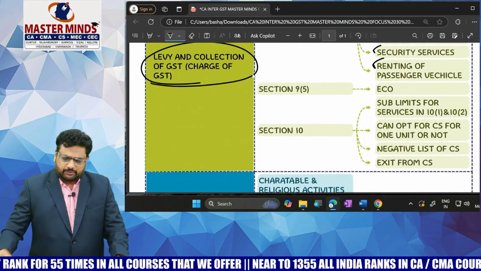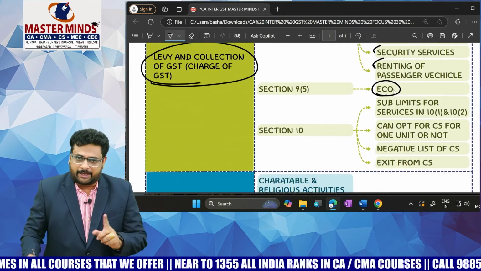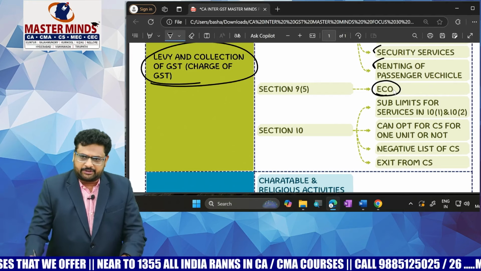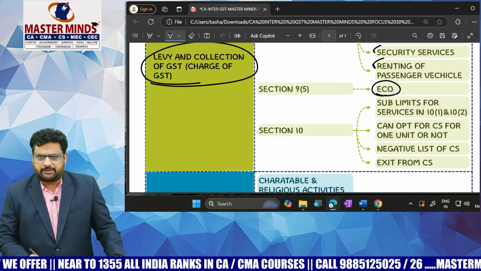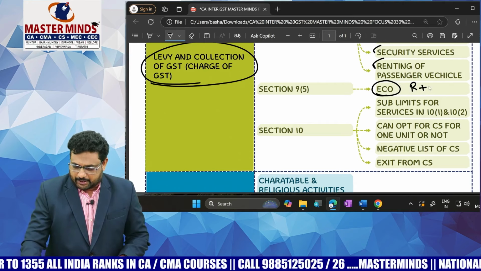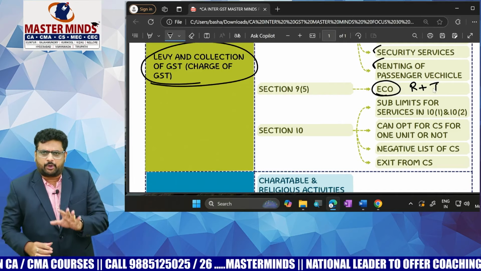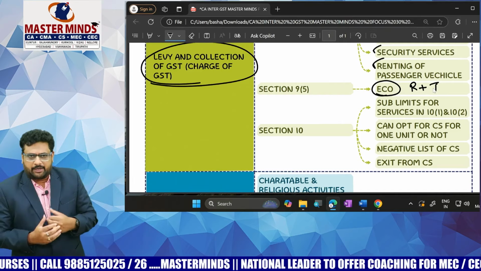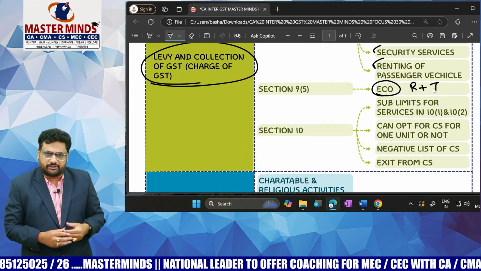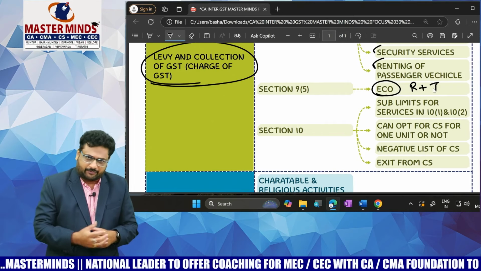And with respect to 9.5 ECO, what are the cases where ECO is required to pay the GST? Regarding that particular point, you need to keep focus more on restaurant services and transportation of the passengers. These are the most important ones you need to keep focus. One is restaurant service, that means Zomato or Swiggy related ones, and passenger transportation like Ola, Uber. These are the two most important areas you need to keep focus under 9.5.